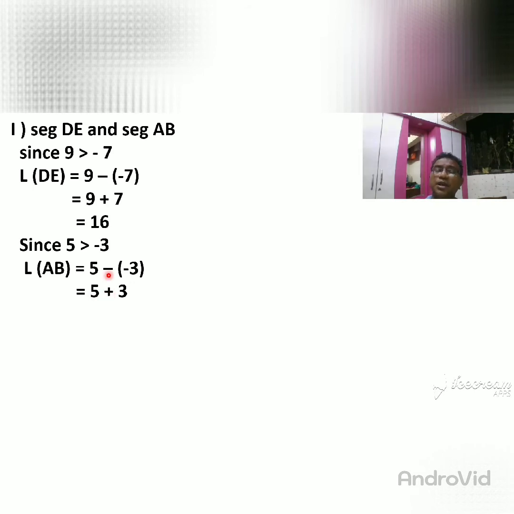So length of AB here, plus 3. How can you get plus 3? Out of bracket negative sign, so this minus 3 becomes plus 3. So 5 plus 3, what do you get? 8. So here is 8.